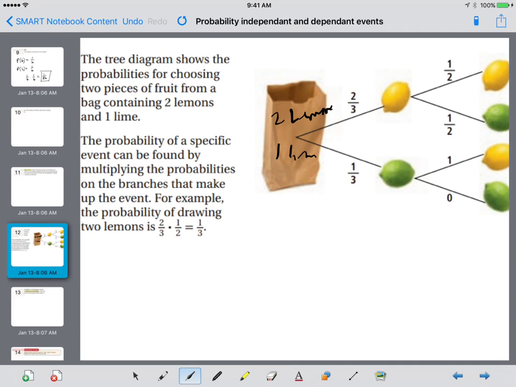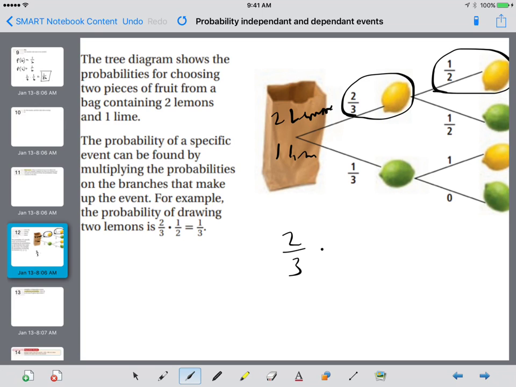Well, if you want to find the probability of, say, pulling a lemon out and then pulling out another lemon, well, on the first pull, you have a 2 out of 3 chance of pulling out that lemon. On the second try, well, you've got a lemon and a lime still stuck in the bag. So you would have a 1 out of 2 chance. So the probability of pulling out a lemon first is 2 out of 3. And then pulling out a second lemon, it's affected, so it's a dependent event.